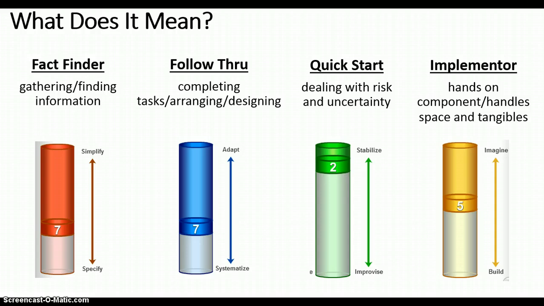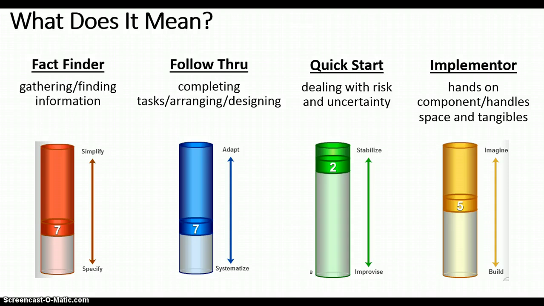And then the third category is quick start. So this has to do with dealing with risk and uncertainty. So when you're in a situation and something doesn't go as planned, if you are high in quick start, you do very well in these situations because you're able to think on your feet and come up with something right away. I am very low in quick start. As you can see, I scored a 2, so I'm resistant quick start.